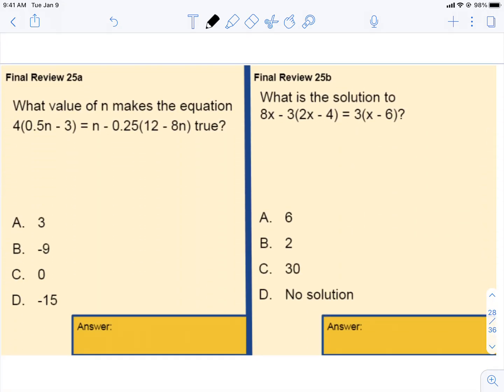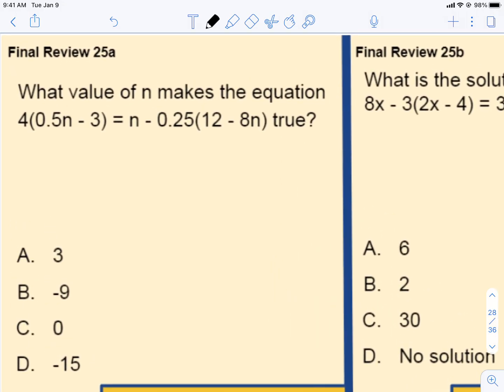Okay, our last question. What value of n makes the equation true? So I'm going to show you how to do it by hand, and then I'll show you calculator. So draw a line through the inequality sign, and we got to distribute because we have numbers next to parentheses. So we have 4 times 0.5n, which is 2n, 4 times a -3, which is a -12, equals n, and then I have to distribute this -0.25.